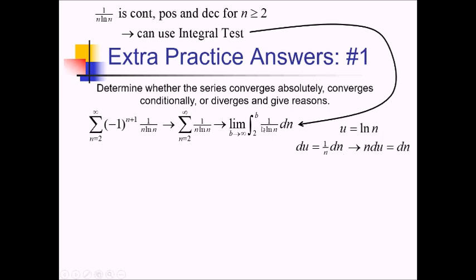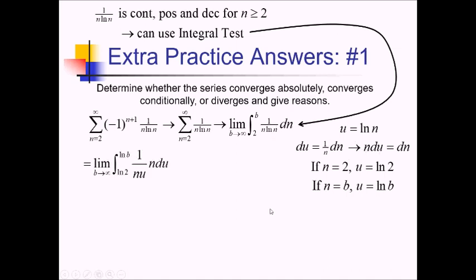We also have to turn these limits of integration, which are currently n values, into u values. So if n is 2, then u is ln 2. And if n is b, then u is ln b. Converting all of this over now, we have the limit as b approaches infinity of the integral from ln 2 to ln b. And we're going to have a few other changes here. This ln n is going to be a u, and instead of dn, we're going to write n du.